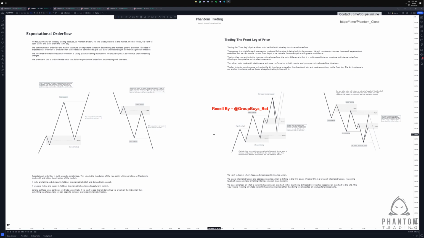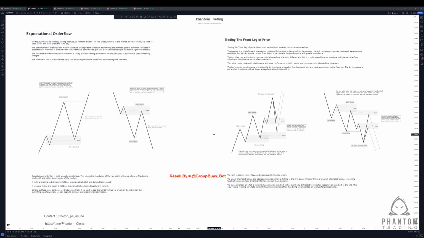The idea of expectational order flow is created when these ideas are combined to give us a clear understanding of the market's general direction. The idea that if certain directional order flow is taking place and being maintained, we should expect to see it continue until something changes. Hence, expectational order flow. The premise of this is to build trade ideas that follow expectational order flow, thus trading with the trend.